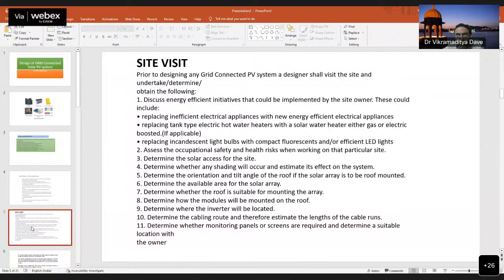Okay, so it should be away from water and all this, and should not be below the rooftop like this. Okay, then cabling route. Okay, how much cable will be required, is it clear?